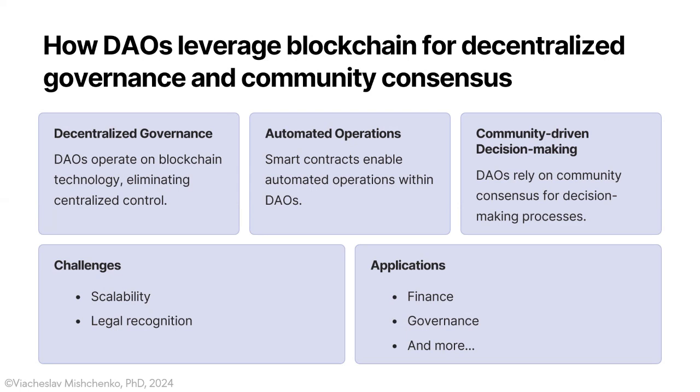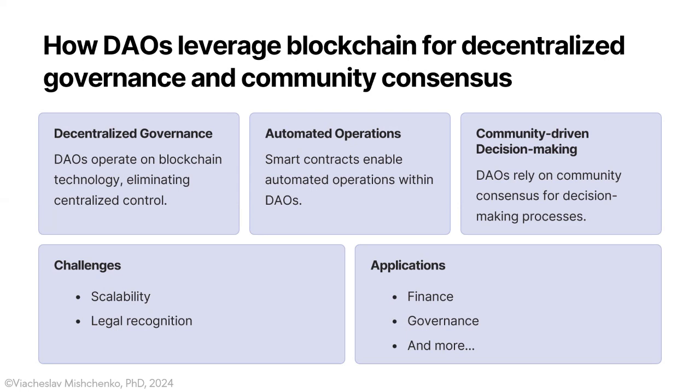So let's go on. Now on the slide, I want to introduce you to one of the most revolutionary applications of blockchain technology, which we call decentralized autonomous organizations, or DAOs. In my view, this is where blockchain truly shows its potential to transform organizational structures. Let me explain how DAOs work. At their core, they operate on blockchain technology, but what makes them unique is their ability to function without traditional hierarchical management. Instead, every decision is made through smart contracts and community voting.